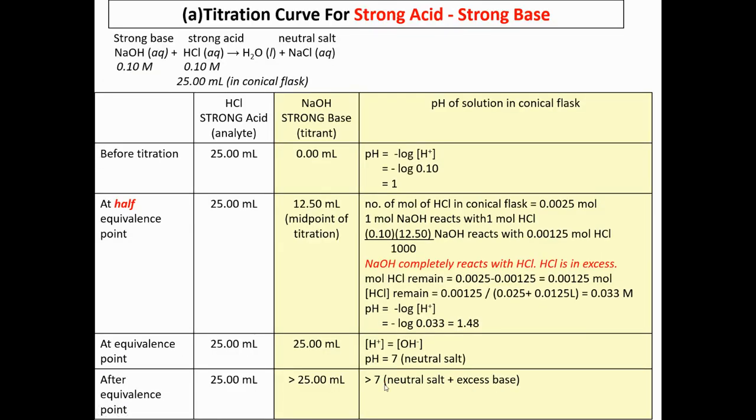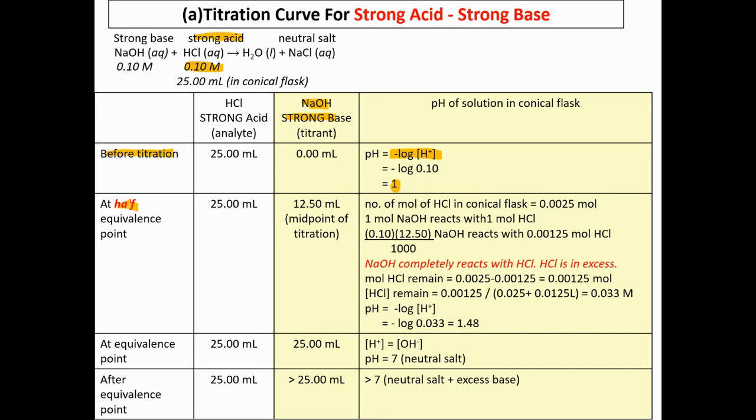Now let's look at the calculation part. Before titration, we only have strong acid. To calculate the pH, we use negative log of the H+ concentration, so we will get 1. This is when there is no NaOH added.